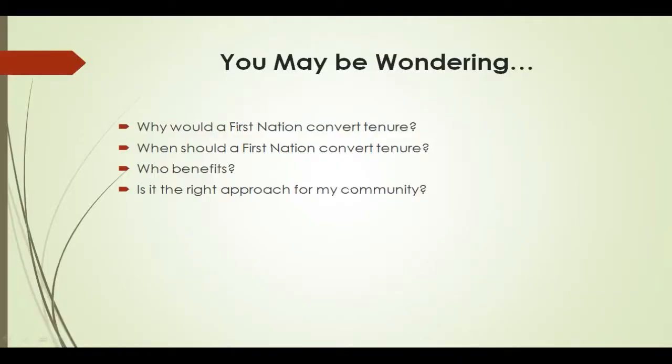You might be wondering, why would a First Nation consider doing this? And the thing about considering when you would do a tenure conversion is there's a lot of things you have to sit down and think about. If I have 100 rental units and I'm considering taking 25 of them and supporting home ownership, that means I'm now reducing our rental housing portfolio by 25%. Is that really what I want to do?